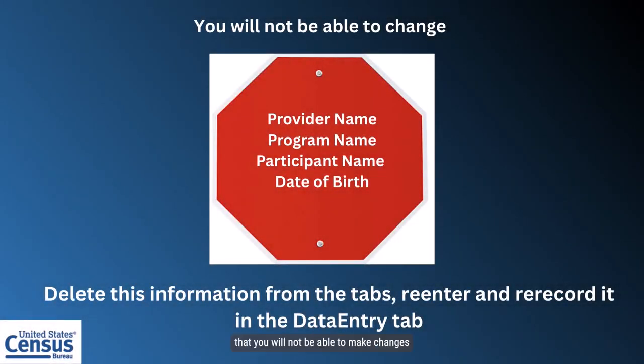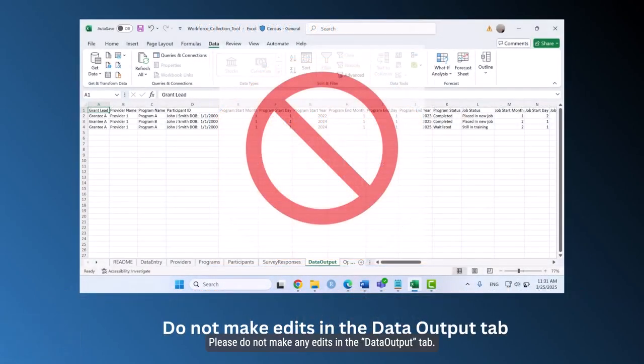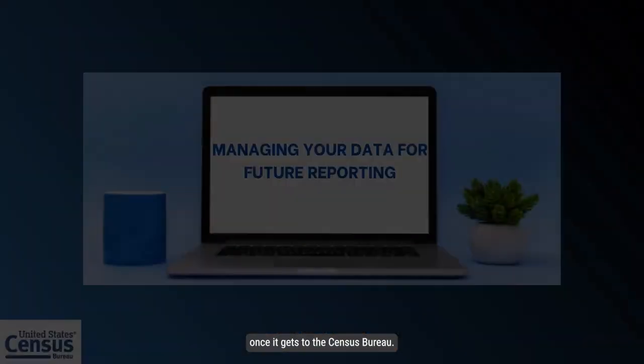Please note that you will not be able to make changes to provider name, program name, or participant name and date of birth. If you need to change any of these, please delete the information from the corresponding tab, re-enter the information, and re-record it in the Data Entry tab. Please do not make any edits in the Data Output tab. This tab is formatted to allow for easy processing of the data once it gets to the Census Bureau.